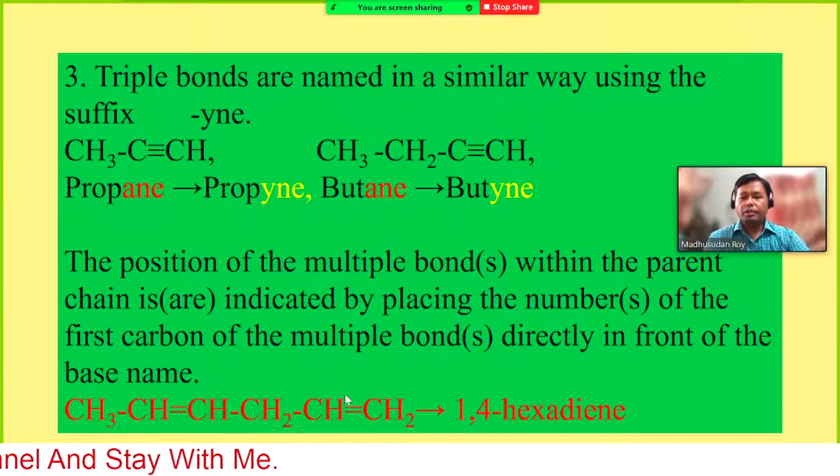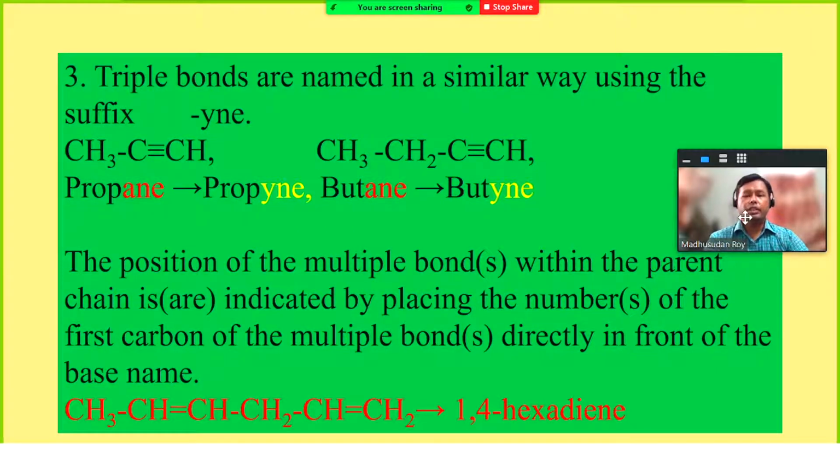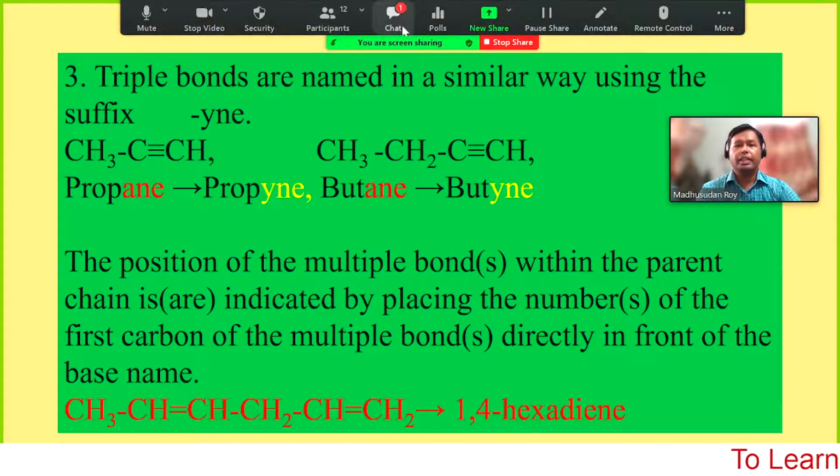Okay, now here is one example. The position of the multiple bonds within the parent chain is indicated.